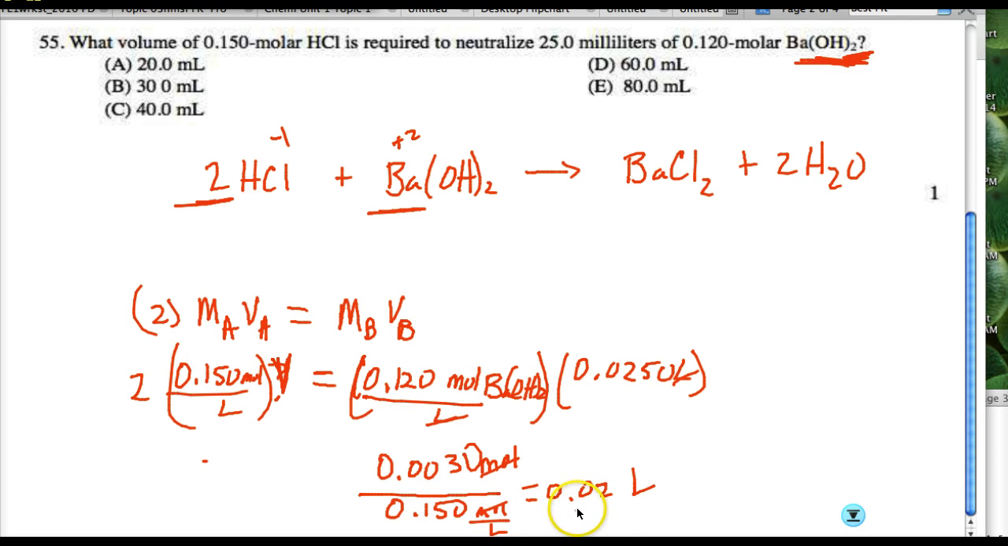Now, that's how many liters would make it even Steven. But I need 2 of those, remember? So I've got to say times 2. And that's going to give me 0.04 liters. And that is, in fact, 40 milliliters. And there we have it. Okay?